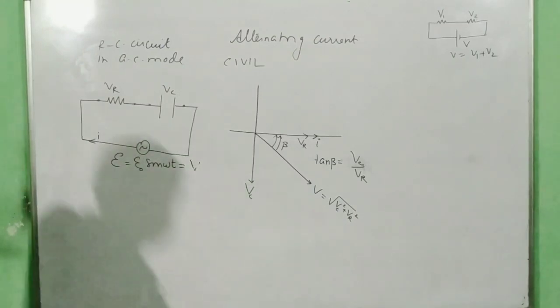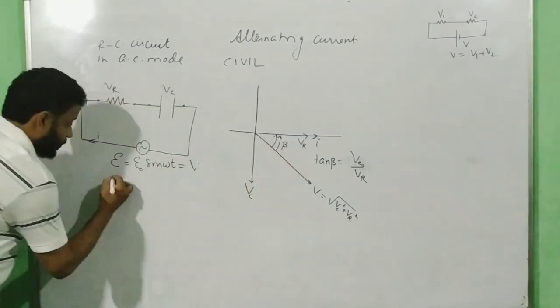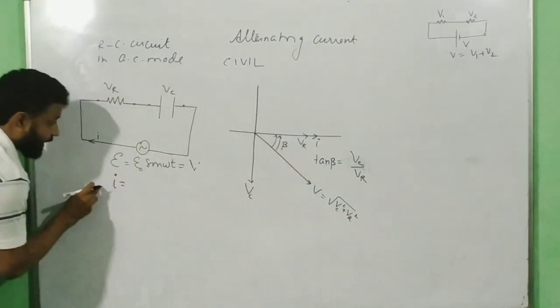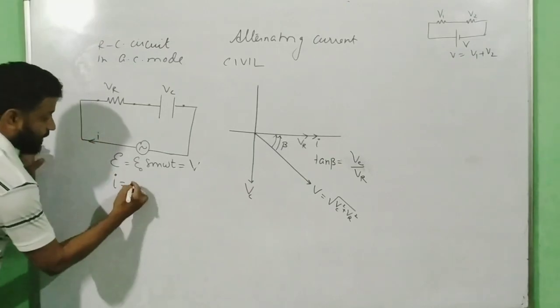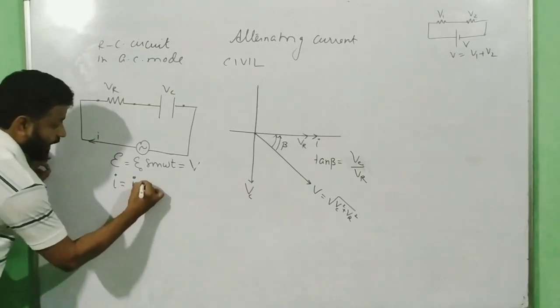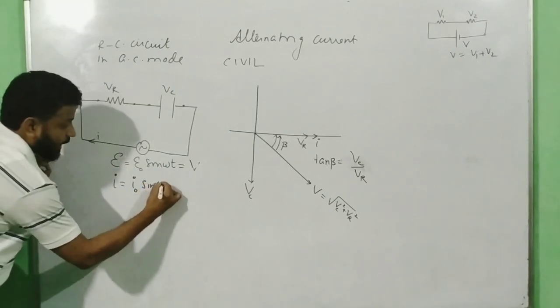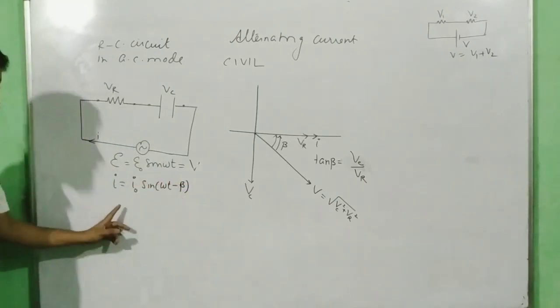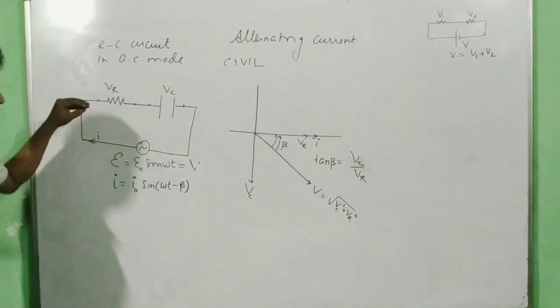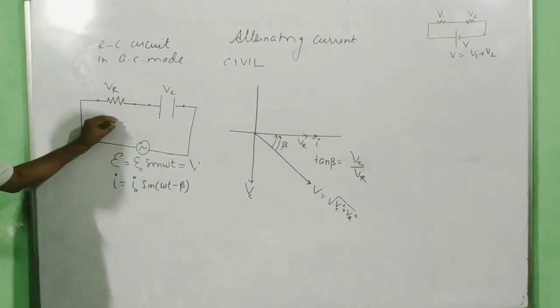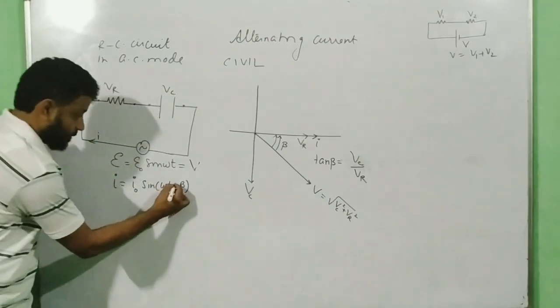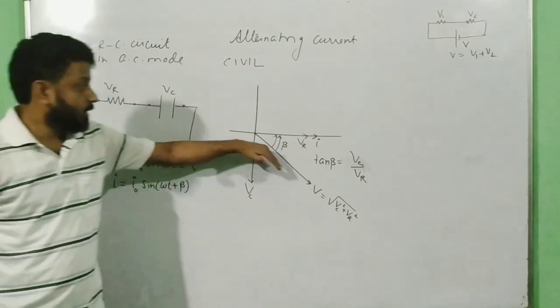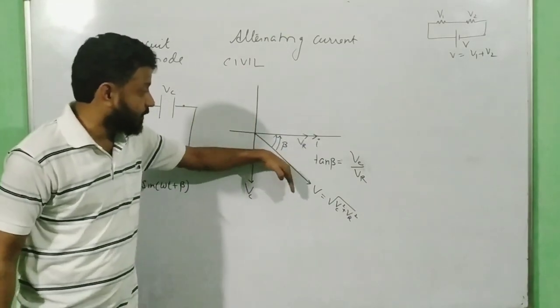So, first thing. If I have to write the expression of current compared to the EMF, how am I going to write? I will write I is equal to I naught sine omega t minus beta. Is it clear why minus beta? That means the current in the circuit will lead, plus beta, because I is ahead of V, plus beta.